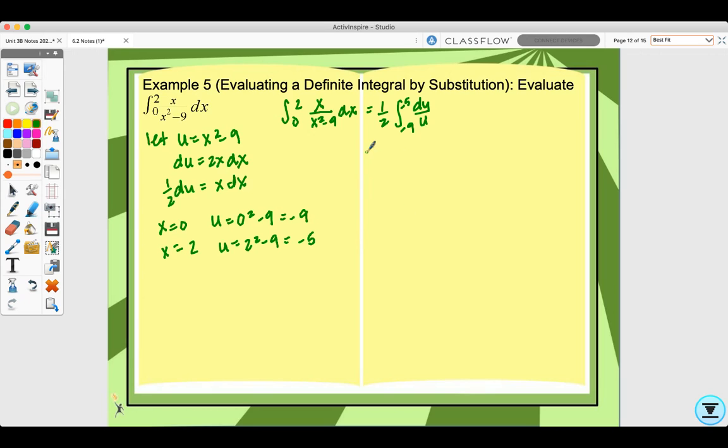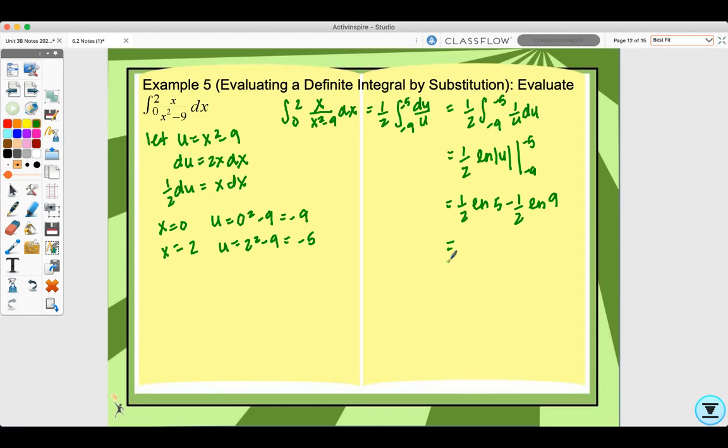Okay, and then I can go ahead, and this would be the same thing as 1/2 from negative 9 to negative 5 of 1 over u du. And the antiderivative of that would be the natural log of u. So I'd have 1/2 the natural log of the absolute value of u from negative 9 to negative 5. So then I would go ahead and plug those in, and I'd get 1/2 the natural log of 5 minus 1/2 the natural log of 9.